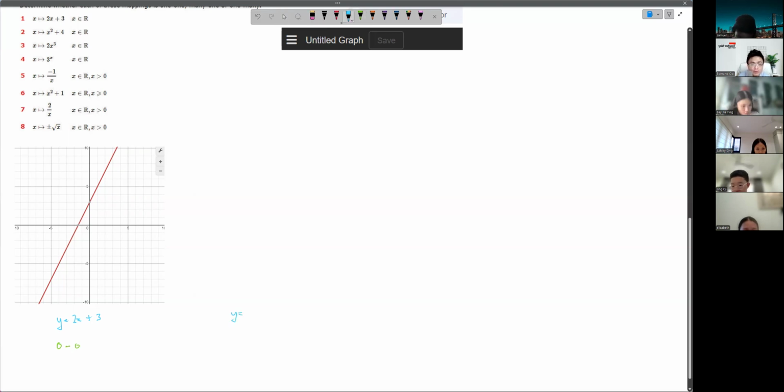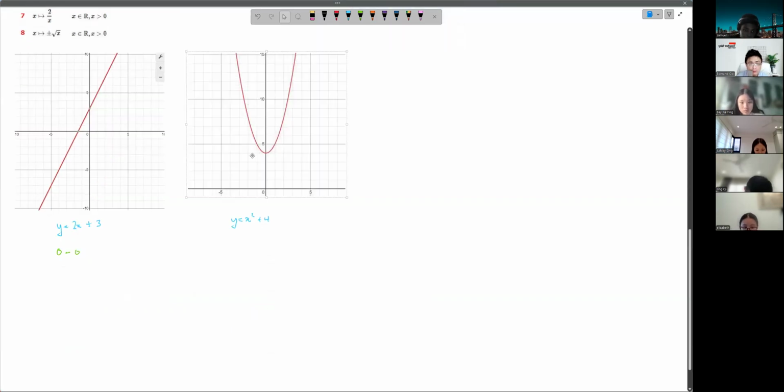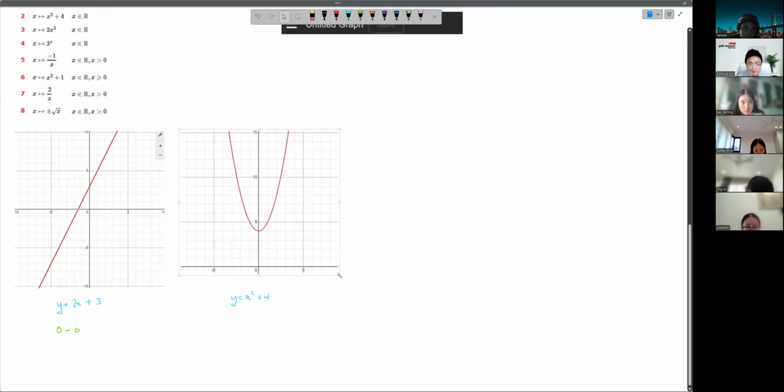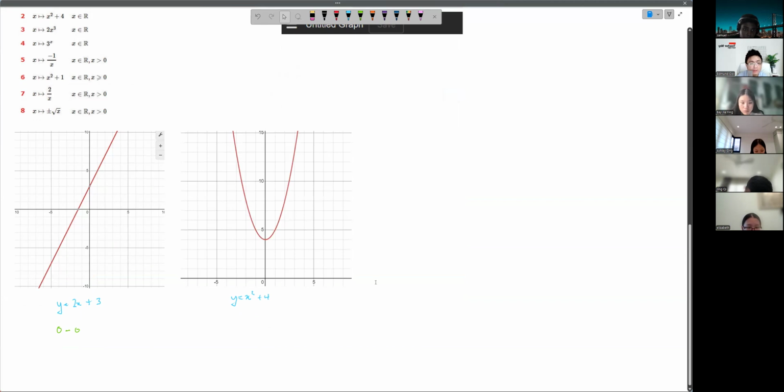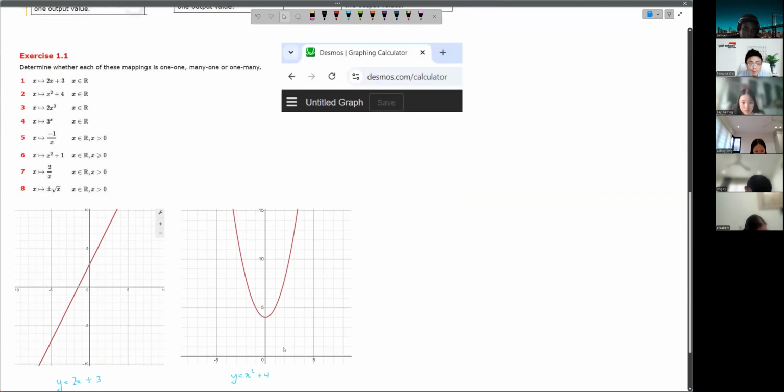y equals to x squared plus 4. So this one, equals to x squared plus 4. Yeah, so this is the shape of the graph. This one looks like this. So this is y is x squared plus 4.